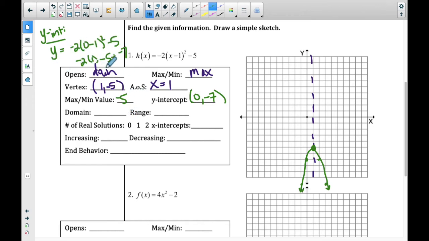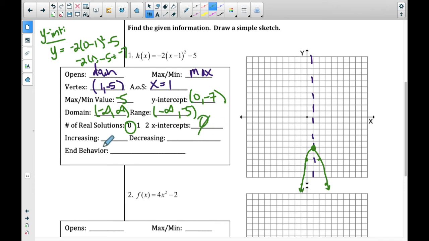Okay, so when we plug in a 0 for x, we get -2 times 1 minus 5, which is -7. Which means that our domain is always negative infinity to positive infinity. Our range goes from negative infinity all the way up to -5. There are no solutions or x-intercepts.